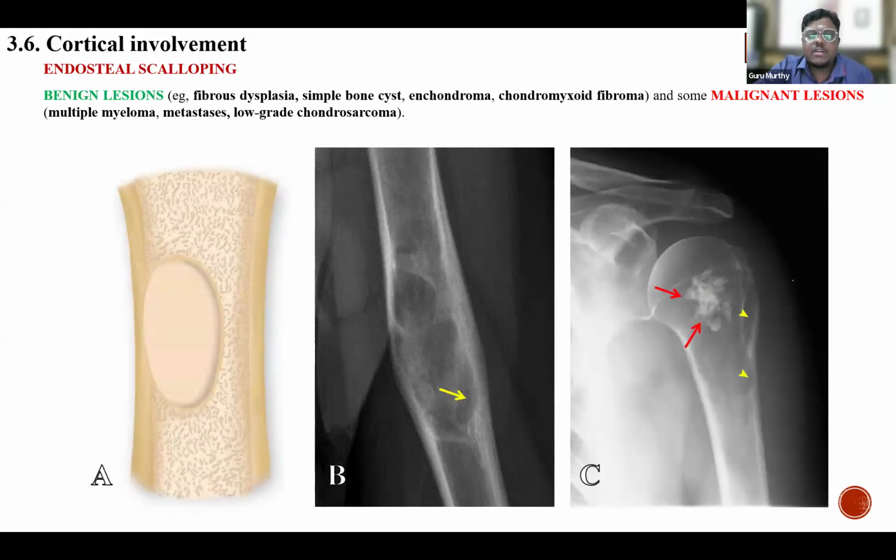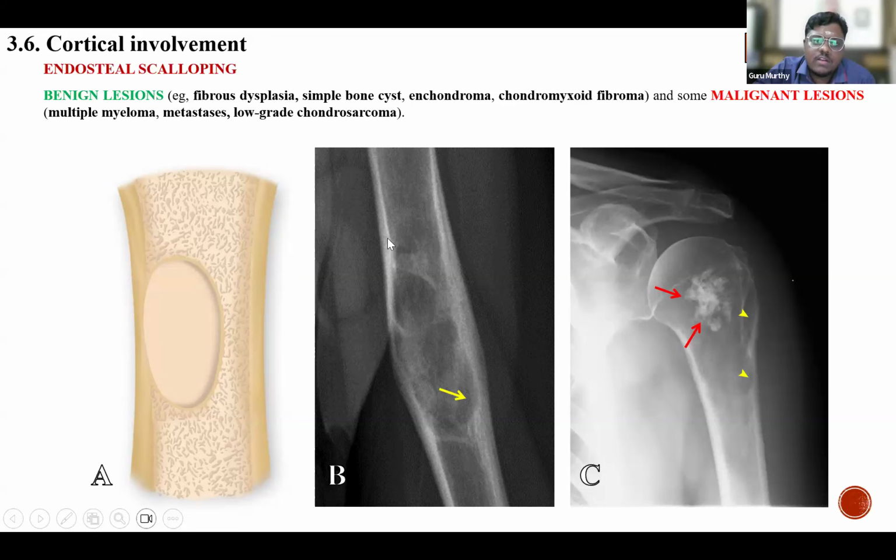So coming to the final few important radiographic features, one is the cortical changes, what the bone shows. Endosteal scalloping is one of the important cortical involvement features. This is very important with respect to chondrogenic tumors, which I will discuss with a few examples. As I said, the host bone will start pressurizing the endosteum, then subsequently the periosteum. When it starts pressurizing the endosteum, it will start scalloping.